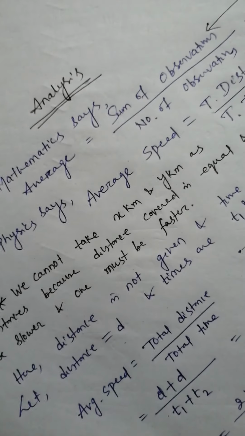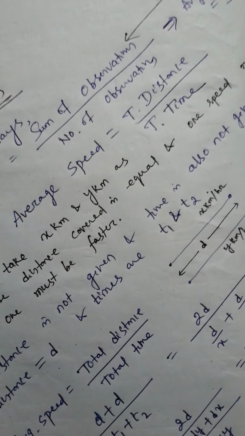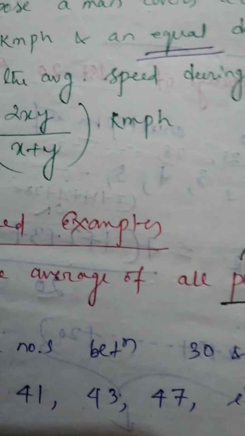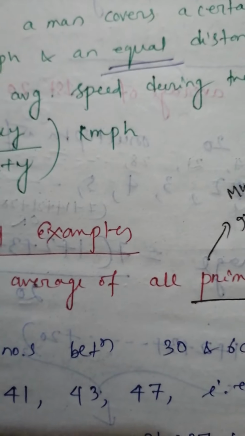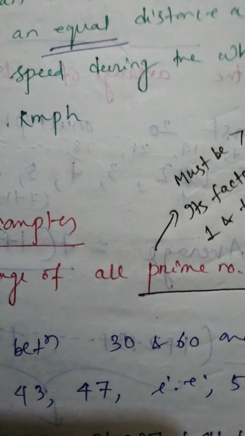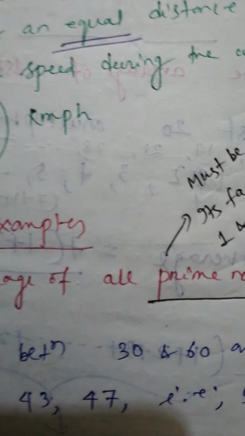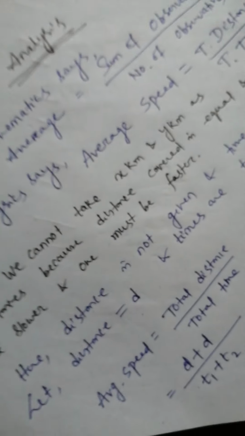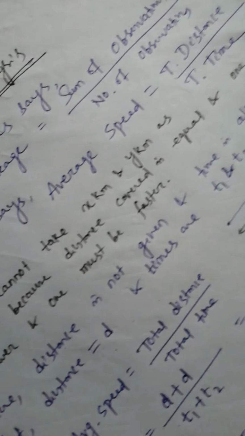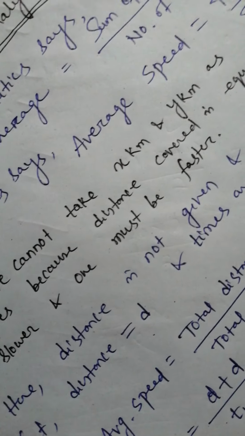If we take some examples and we analyze that, then we will see that this is not correct. So, as for physics, we know average speed equal to total distance divided by total time. An important thing that is underlined here is that the distance is equal, and this is the key point of this whole formula. So, we cannot take x kilometer and y kilometer as distances because distance covered is equal and one speed must be slower and the other speed must be faster.